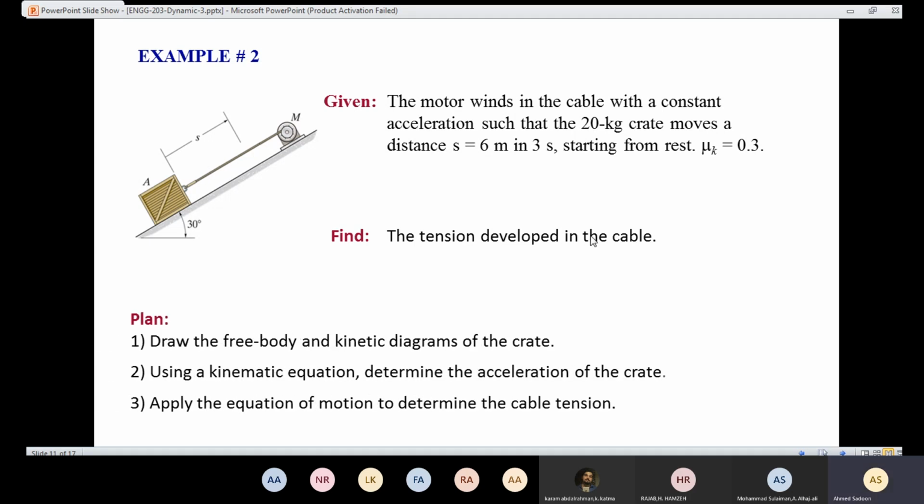So like I said, first we need to draw the free body diagram and kinetic diagram, and then we are going to be in a position to use the kinematics equation, because here I don't know the value of the acceleration. If I know the value of the acceleration, I can directly use the equation of motion. But since I don't know the acceleration of that crate, then I need to use the kinematic equation to get the acceleration. Then I'm going to be able to use the equation of motion to determine the cable tension.